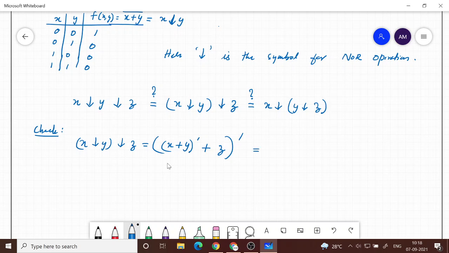Now we can apply De Morgan's theorem. So that is x plus y. If you take complement of this, you will get complement of this dot z. Okay, so that is number one. Number two, we group y and z.